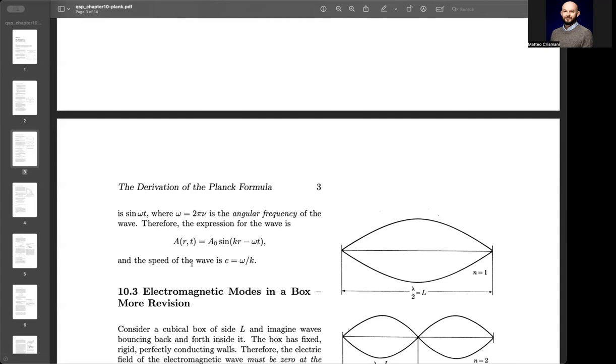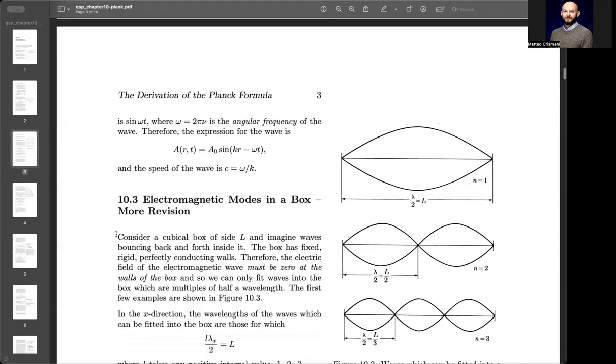Okay, so we're going to use this formalism here because we want to think about electromagnetic waves in a box. The first thing that I want you to consider is a cubical box of length L, and that there are waves bouncing back and forth. So if that's the case, then the box has, let's say, fixed walls, they're perfectly conducting, and the electric field at the boundary goes to 0. So that means that we're not going to have any cosine solutions here. We're only going to look at the sine solutions. So this would be an example of one that works.